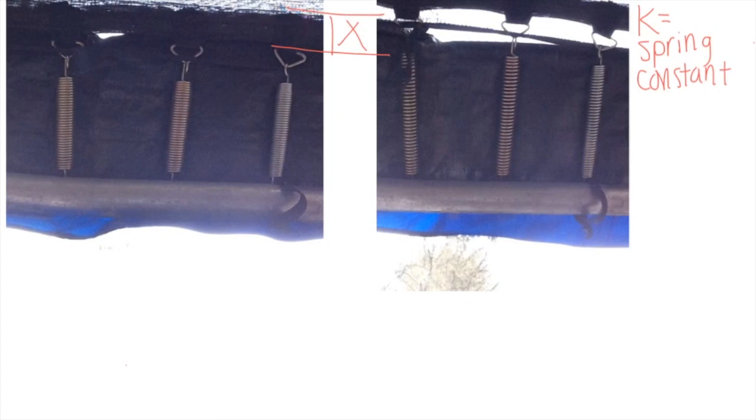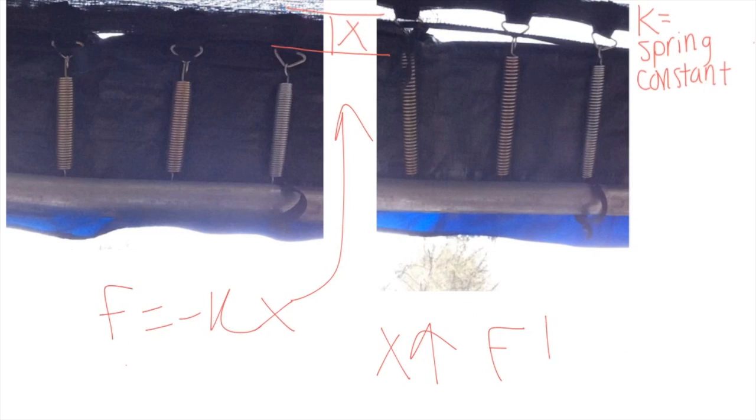Another way we know that the trampoline allows people to jump high is from Hooke's law, which states that F equals negative kx, k being the spring constant and x being the displacement of the spring. If x increases, we know that the trampoline will exert a greater force on Mara.